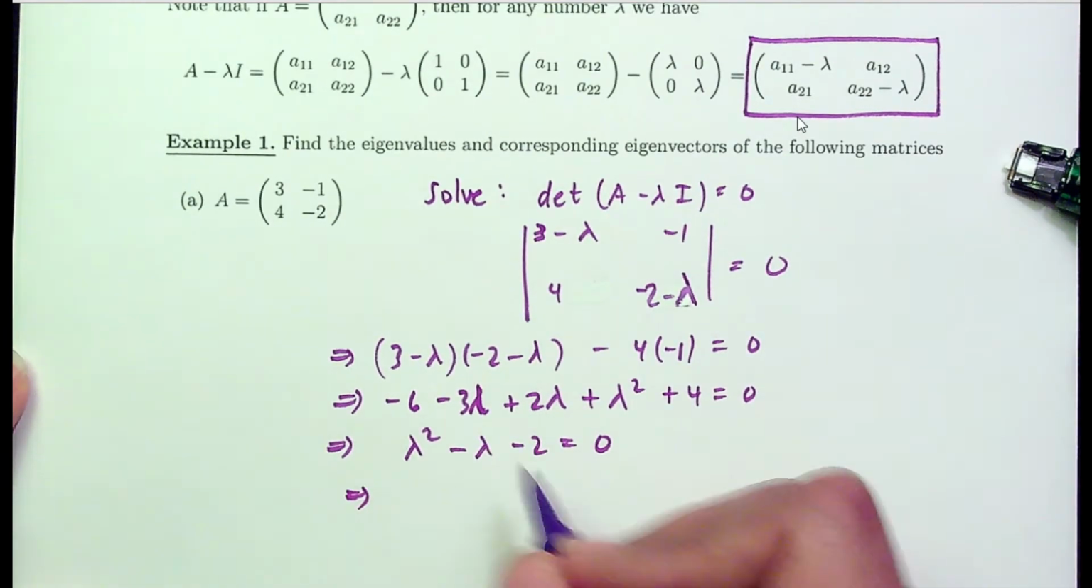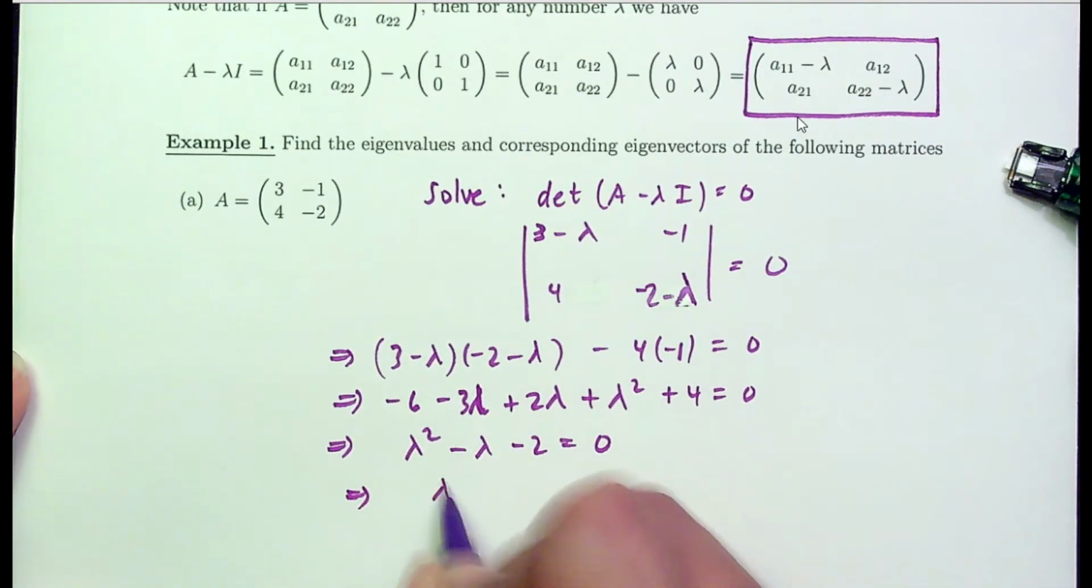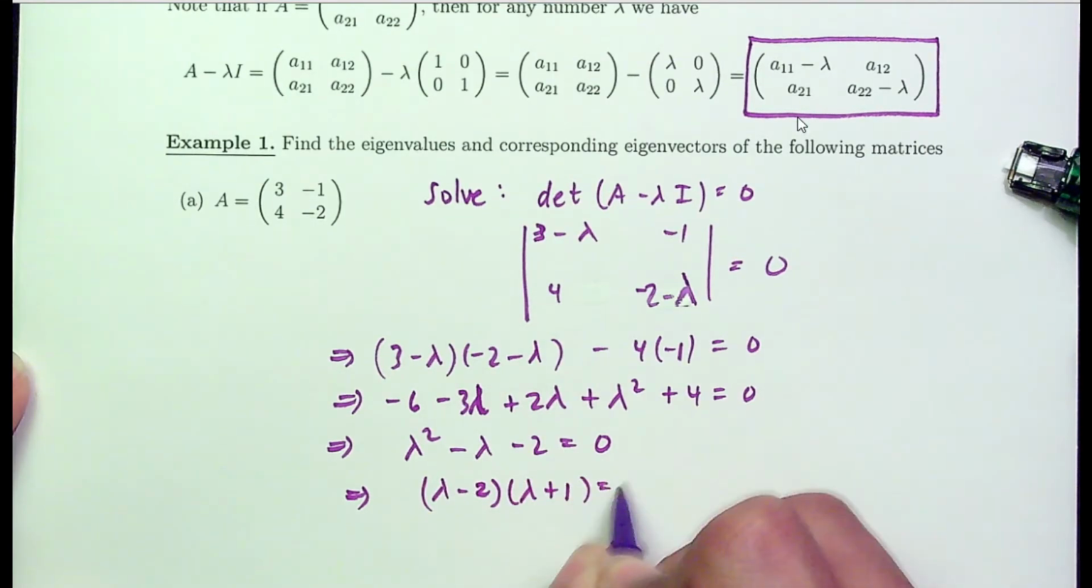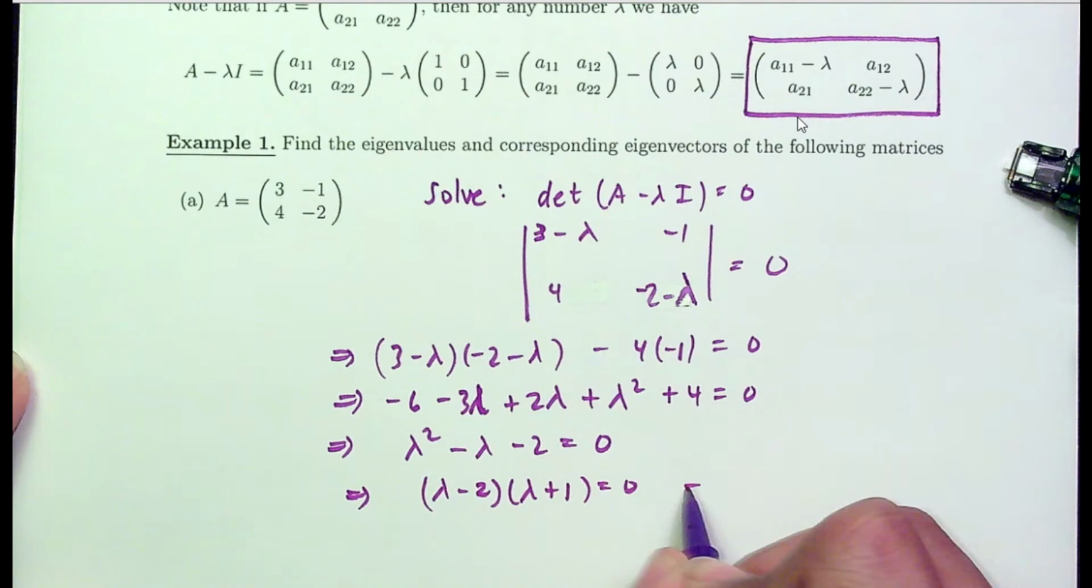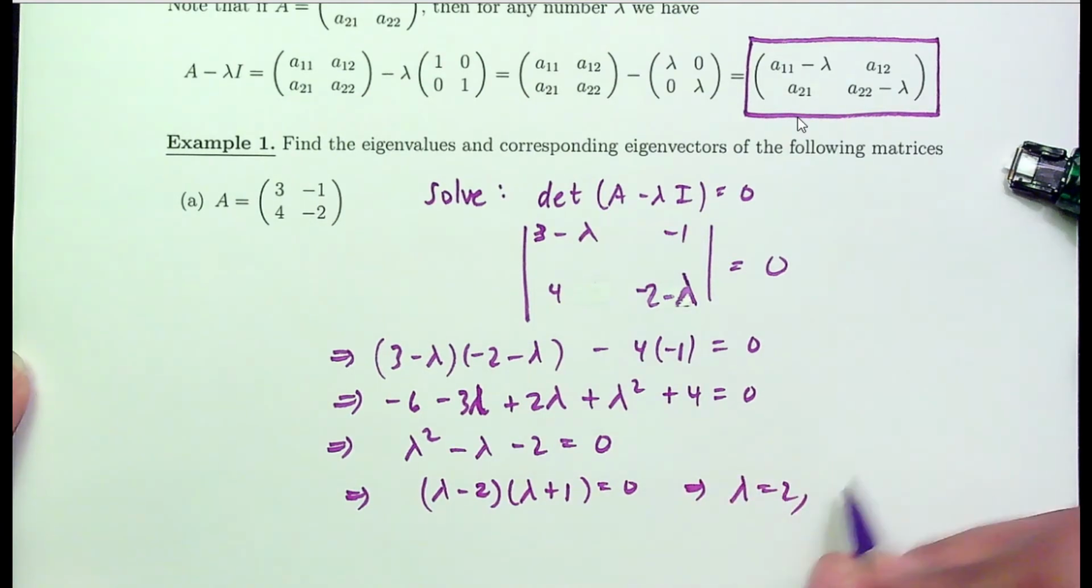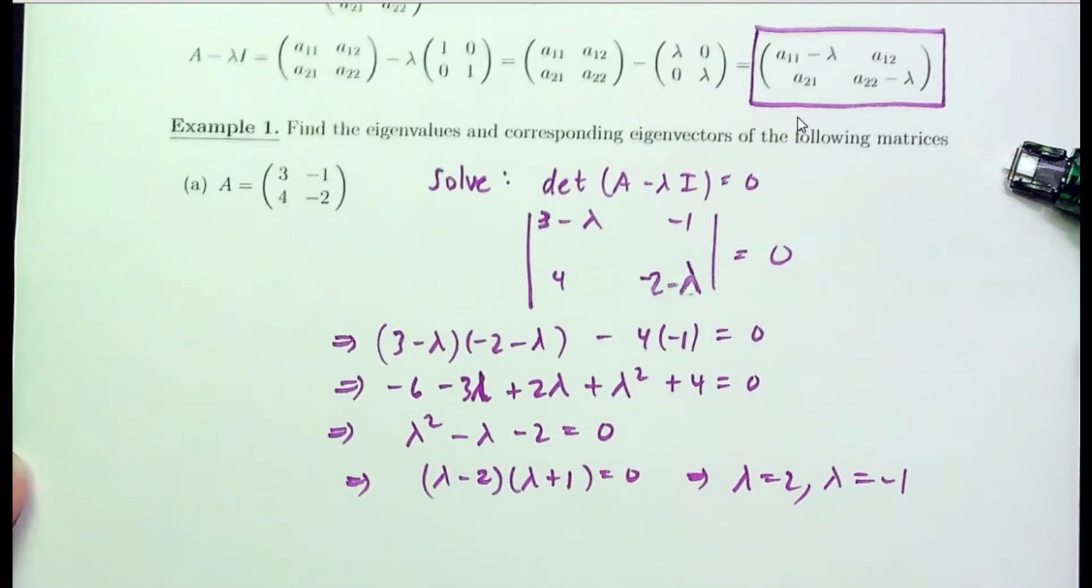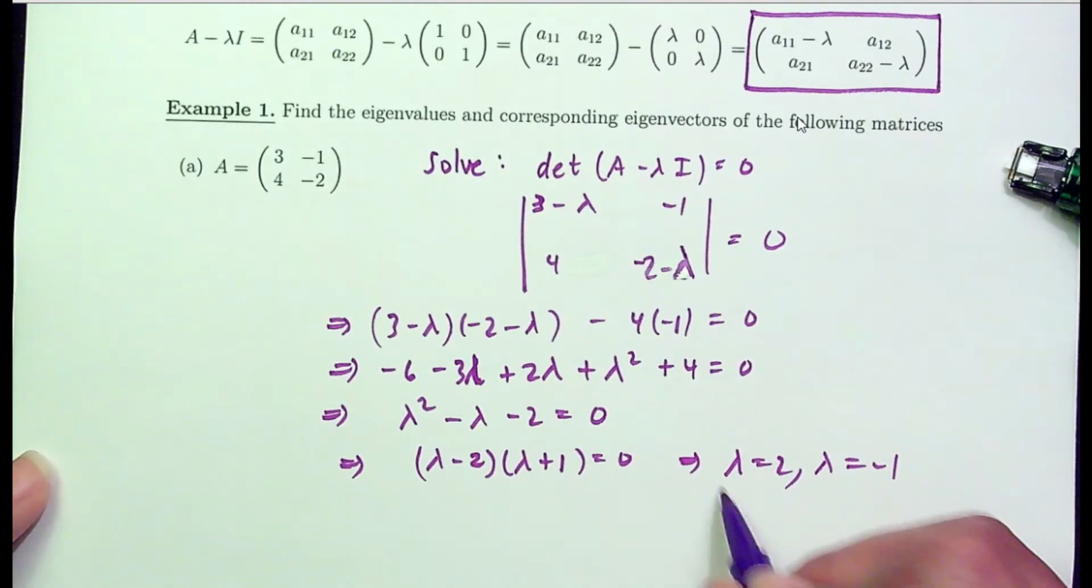All right, then you solve this. Any method you want, we can factor this. So you get that lambda equals 2 or lambda equals negative 1. And those are the eigenvalues.